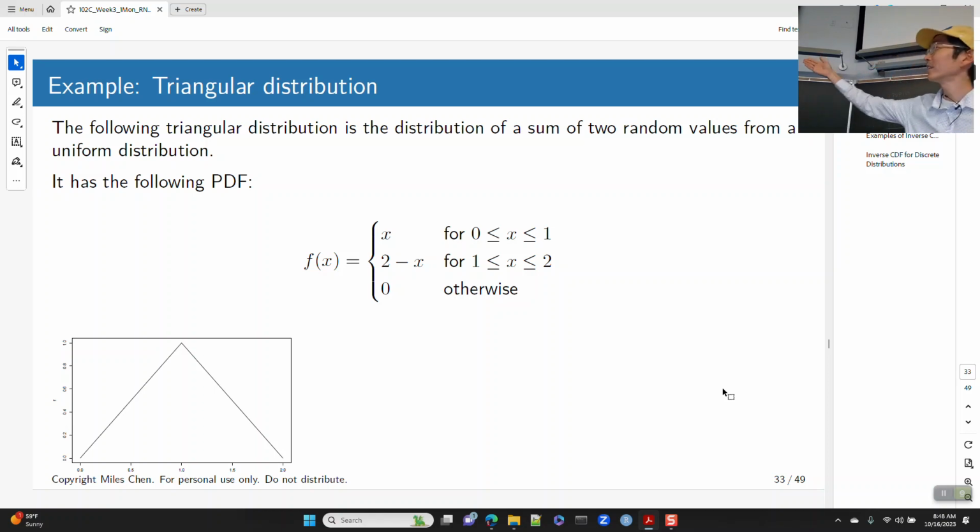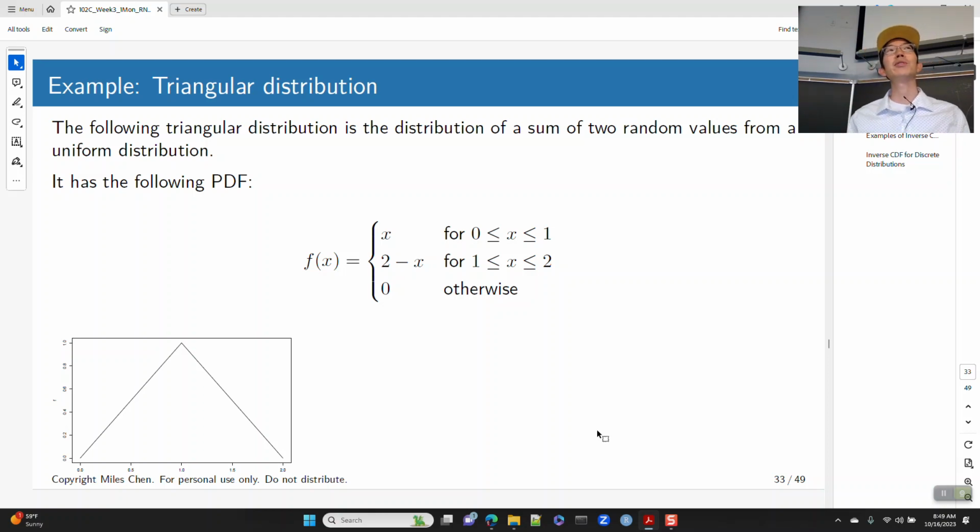Okay, so here's another example. Let's say we wanted to generate values so that the PDF looks like this. We have a piecewise function for the PDF, a triangular distribution, and technically this would be the distribution of a sum of 2 random uniform values. If you generate a random value between 0 and 1, take another random value between 0 and 1, and add those two together, you would get this triangular distribution.